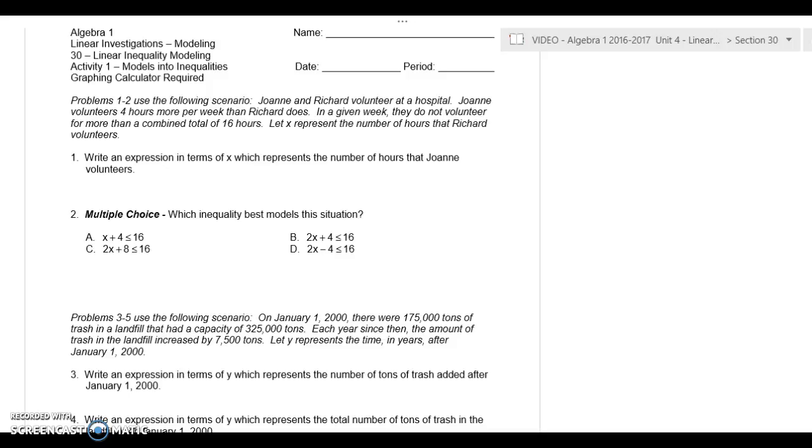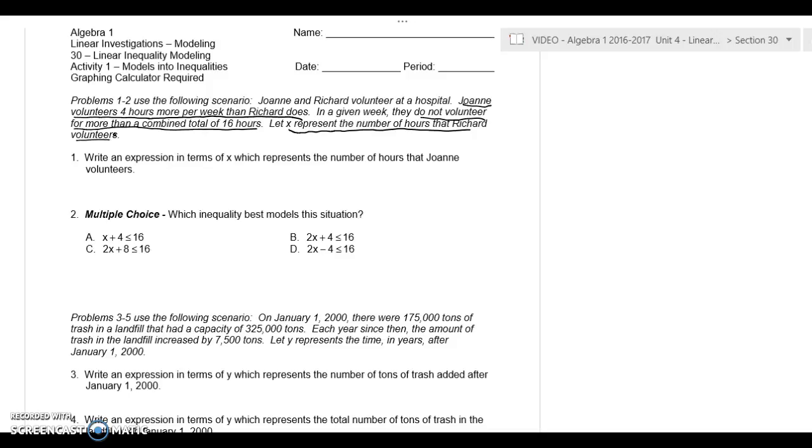So for problems 1 and 2, use the following scenario. Joanne and Richard volunteer at a hospital. Joanne volunteers 4 more hours per week than Richard does. In a given week, they do not volunteer for more than a combined total of 16 hours. X represents the number of hours that Richard volunteers.